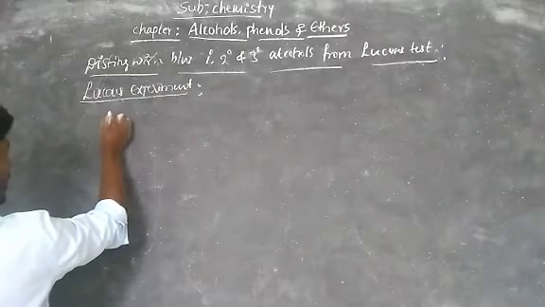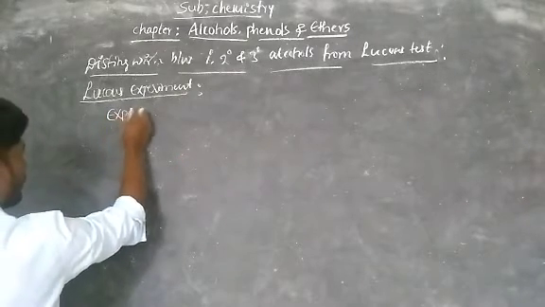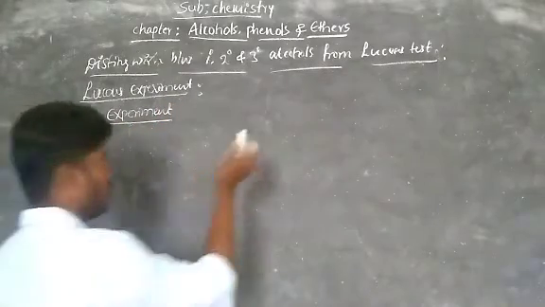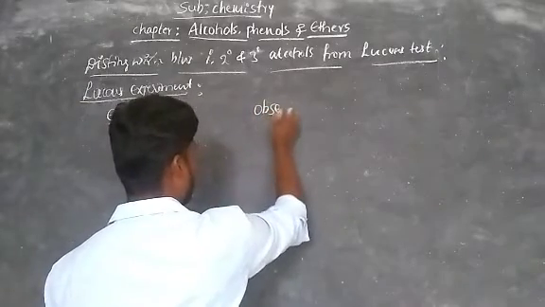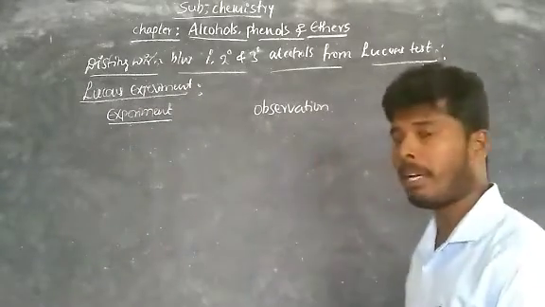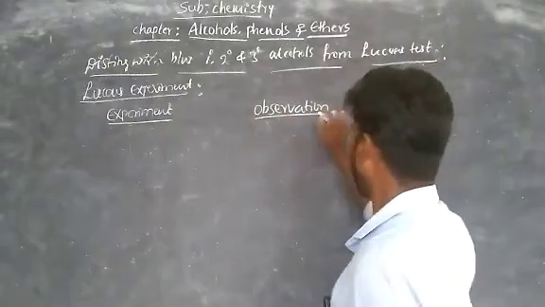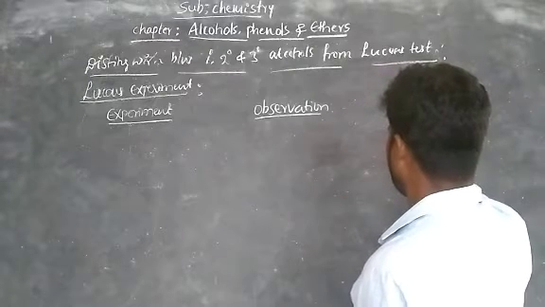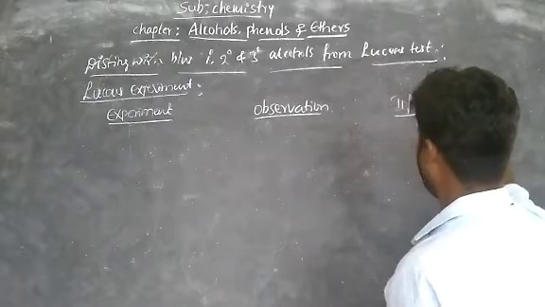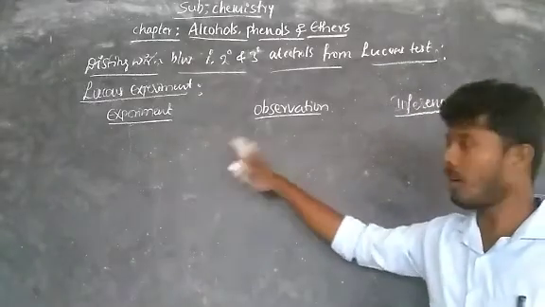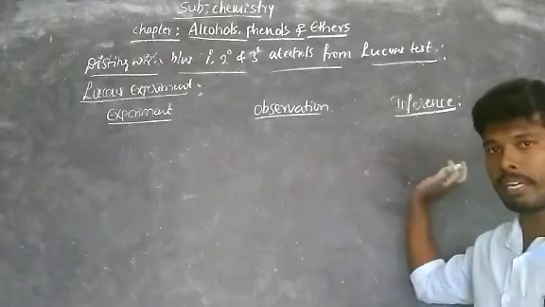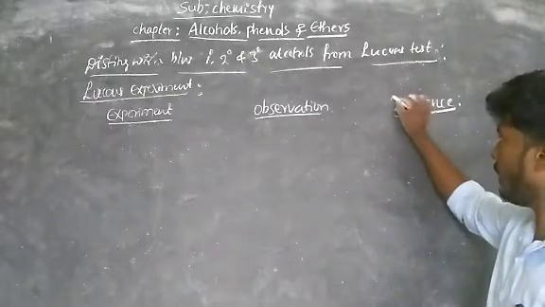So here there are 3 columns: experiment, which means what we are doing; observation, which means what we observe after doing the experiment; then inference, which means what we finally conclude by looking at the observation. Okay, inference is what we finally conclude after looking at the observation.